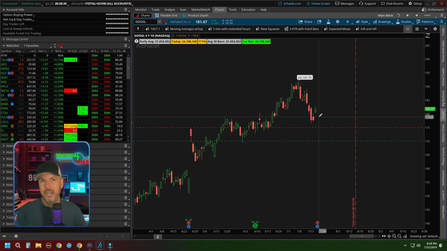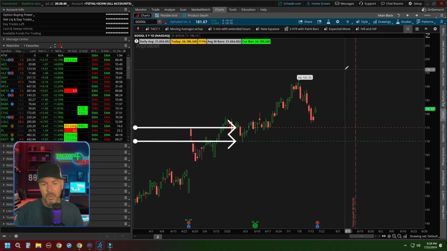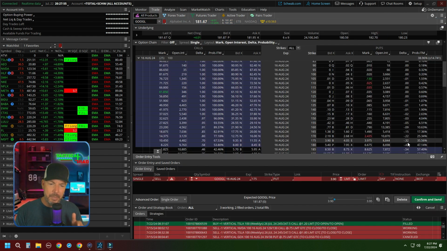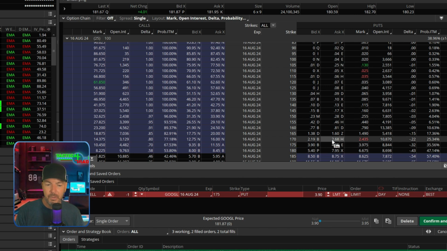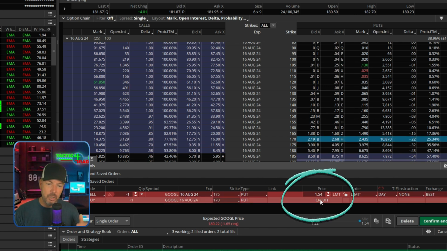As we are looking at the chart here, I've already drawn some lines to show you where our put spread will be sitting in relation to the stock. So the red line here will be our short put, and our green line will be our long protective put, and the line out here is expiration. So let's jump into the options chain to set this up. So we're going to be selling the 175 put, and simultaneously we're going to buy the lower 170 put for $1.54 in credit.